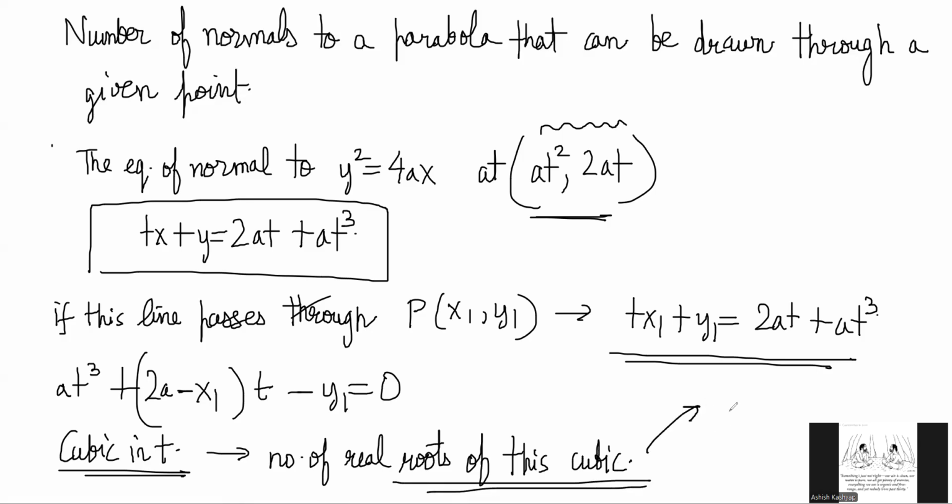So the real roots of this cubic could be 1 or 3. Any cubic equation will have 1 or 3 real roots. That is a concept from the theory of equations. And later we will show what is the condition for there to be 3 normals or 1 normal, right? So look at this cubic and we have to figure out the condition based on this cubic, how many real roots it has. If it has 1 real root, we have 1 normal. And if it has 3 real roots, we have 3 normals, right?